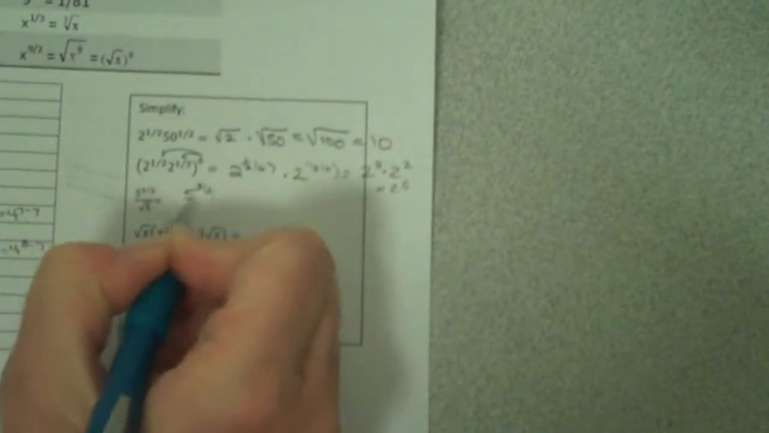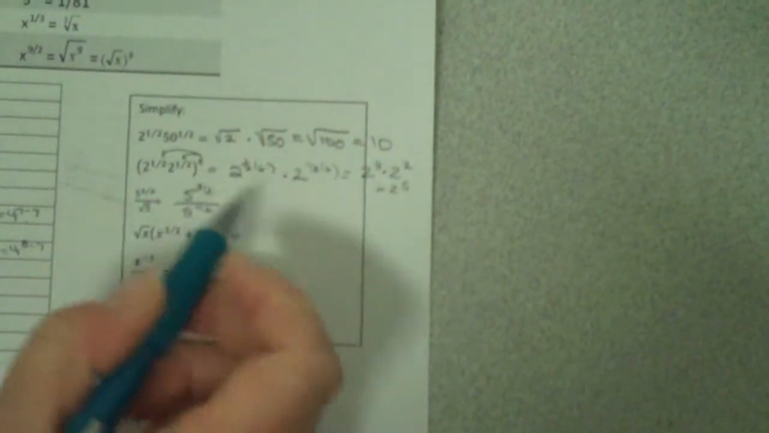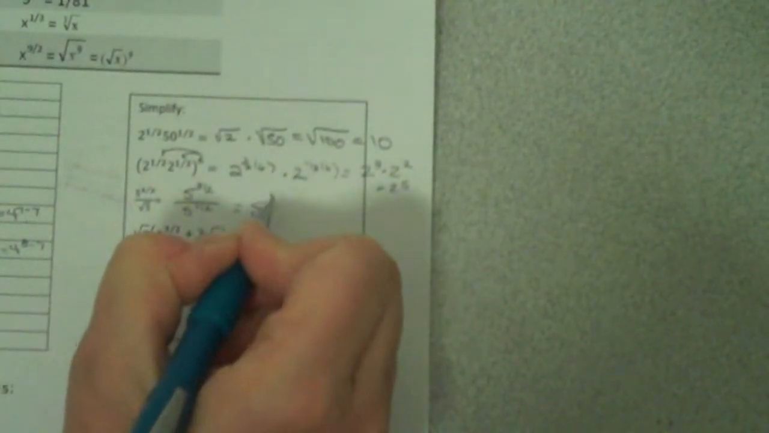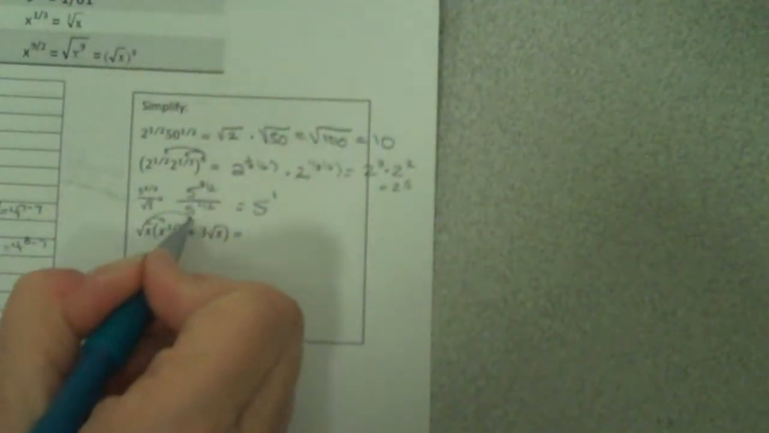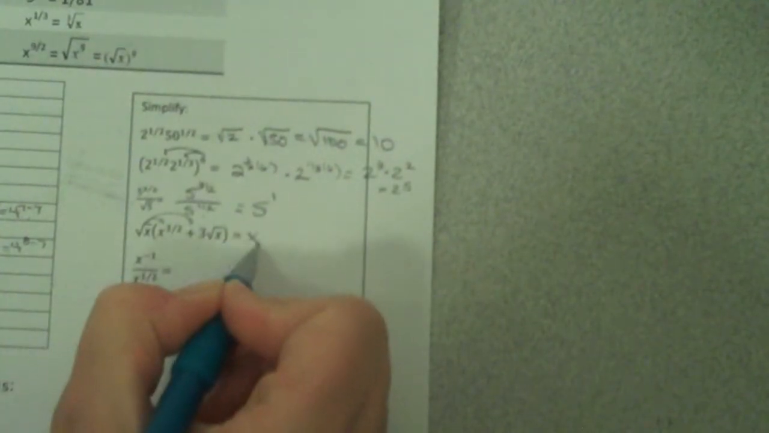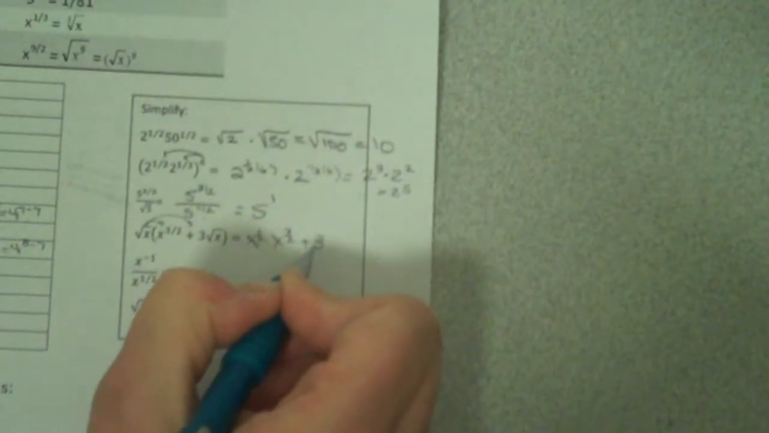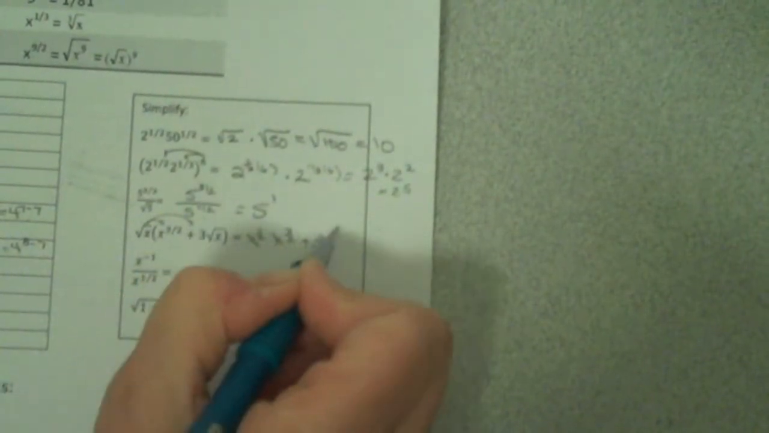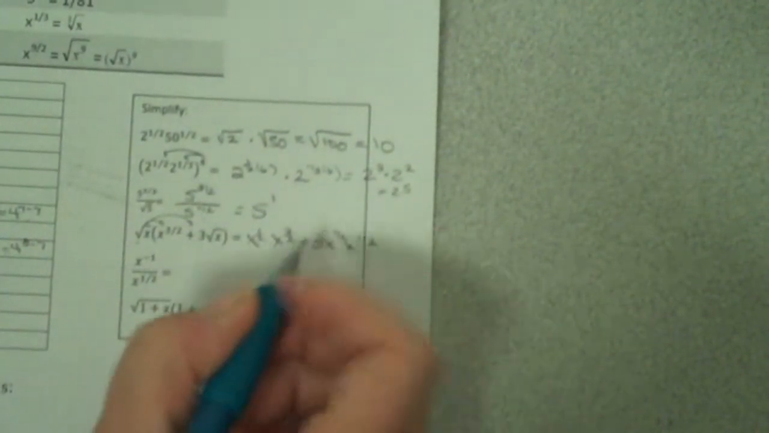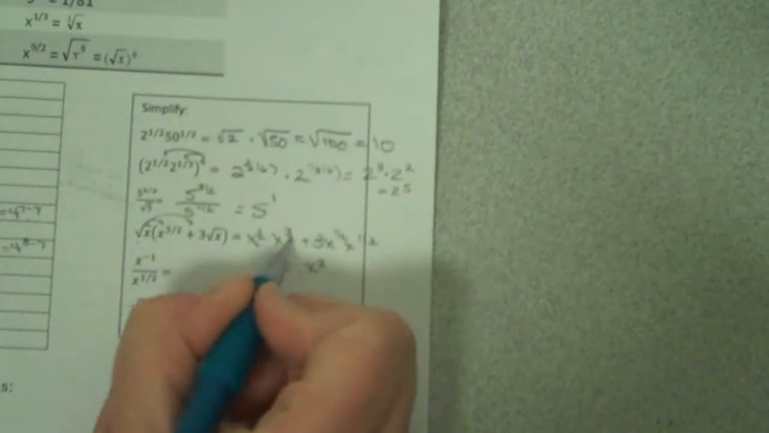Here I'm going to subtract my exponents. So I have 3 halves and I have 1/2, and when I subtract, I get x to the 1st. Here I'm going to distribute through, and I'm going to have x to the 1/2 times x to the 3 halves, and 3 x to the 1/2 and another x to the 1/2. They're both square roots. So I'm going to get x squared when I add these together and get 4/2, and 3x when I add these together and get 1.